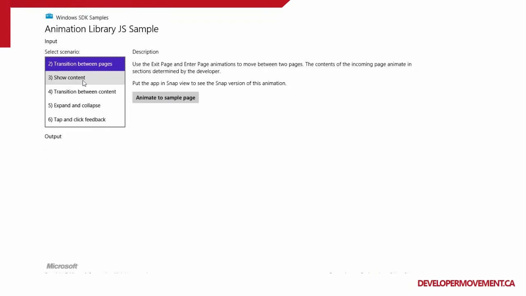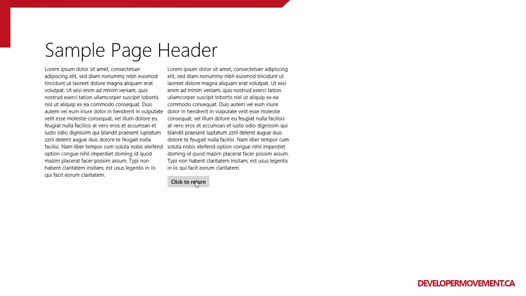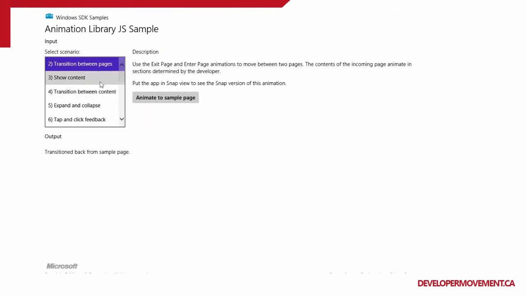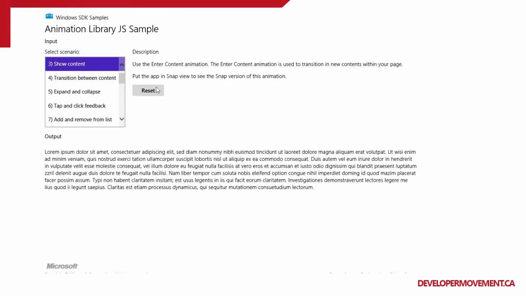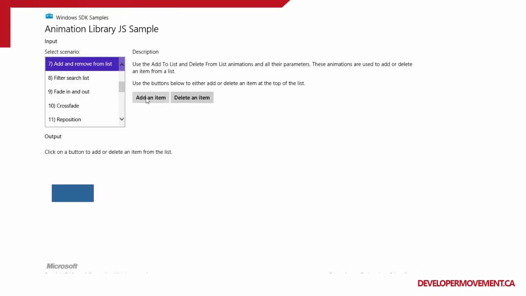Transitions between pages. So we're going to animate to a sample page, and then click to return. So we have enter and exit content. Here again, we have show content. And I'll show you some of the list ones: add and remove from a list. So you have these nice animations. You definitely want to leverage what's available.